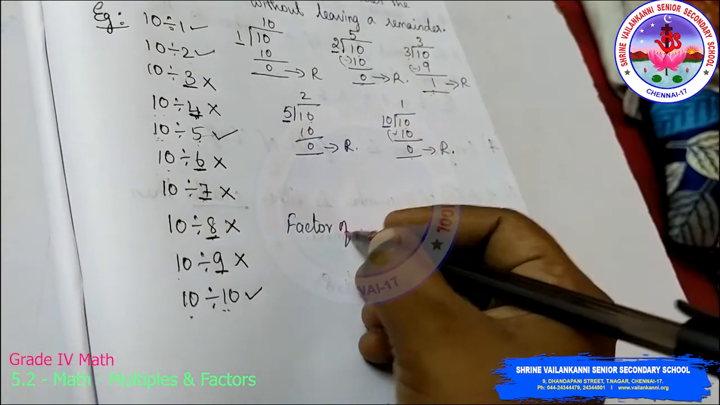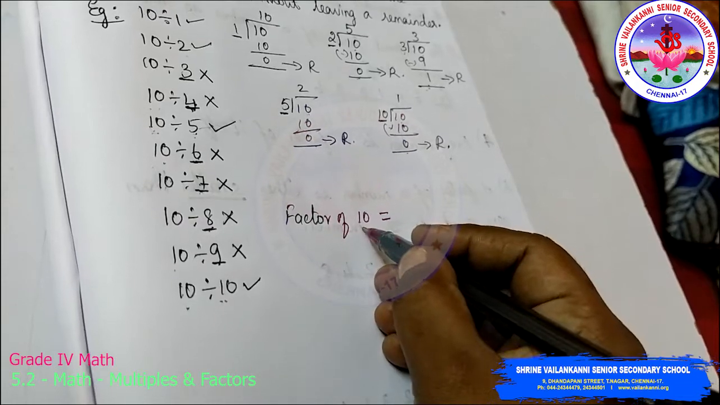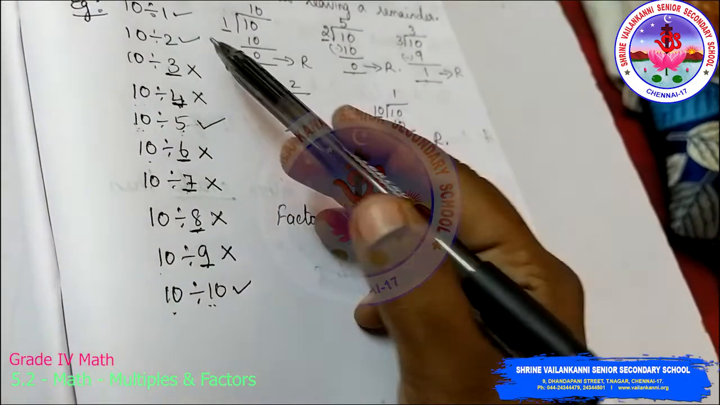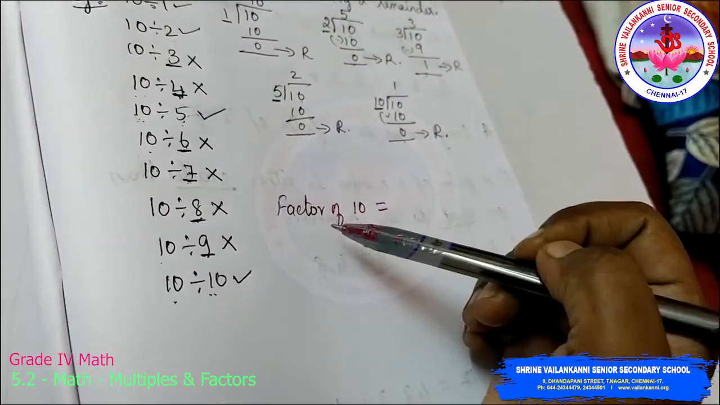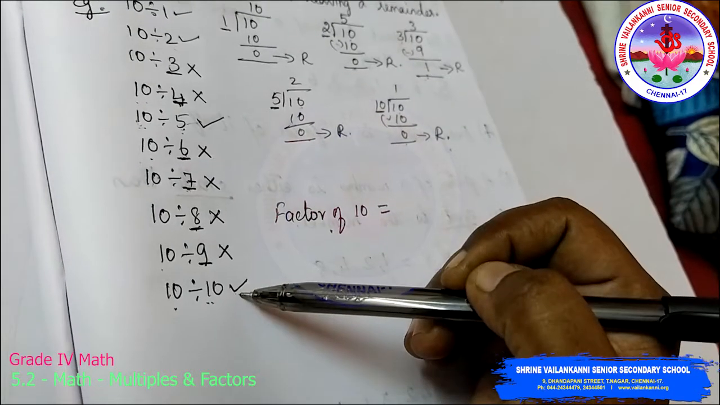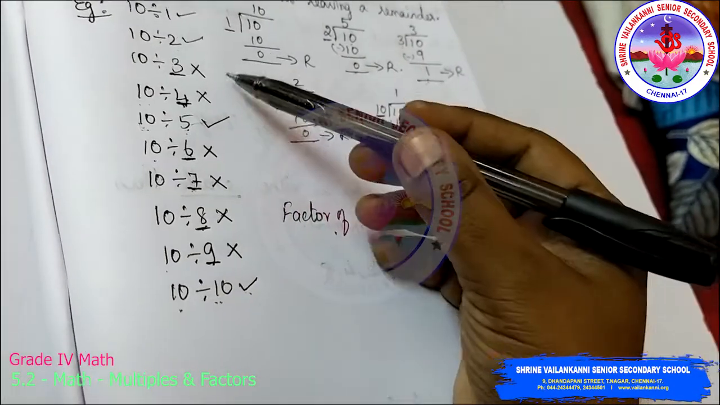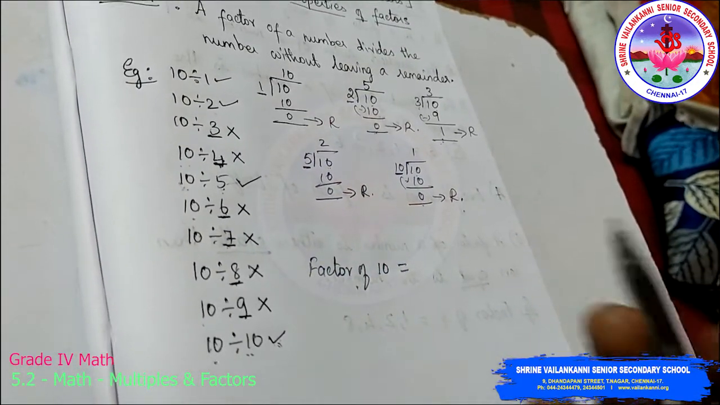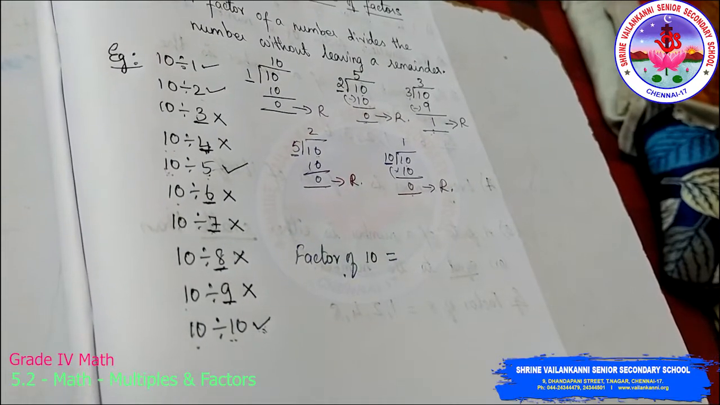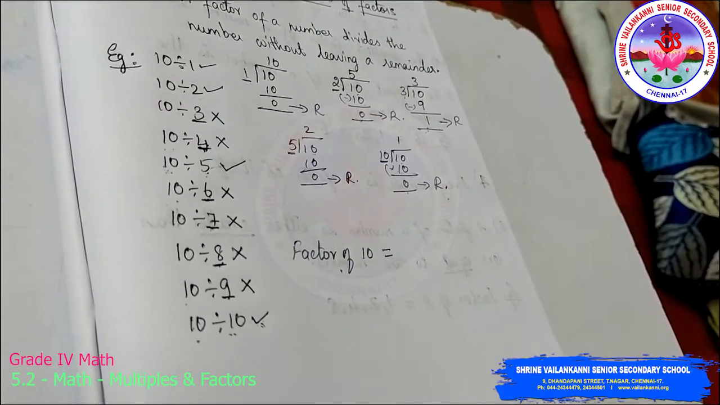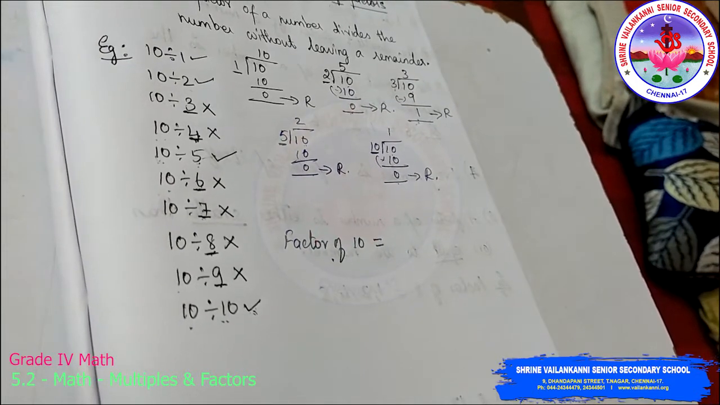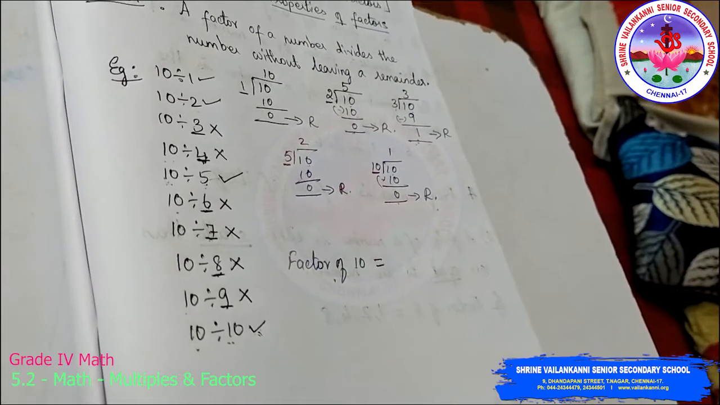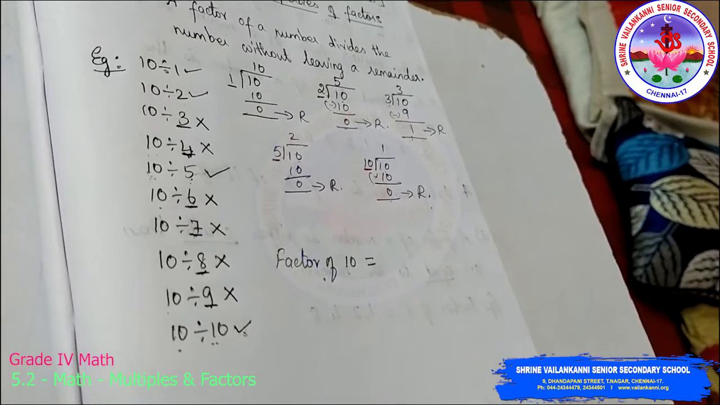See, I took the example of 10. So what are the numbers, the factors of 10 we found? Whichever numbers I have ticked, these are the factors of 10. So why have I ticked here? When I divide this 10 with these particular numbers, I am getting the remainder as 0. So when the remainder is becoming 0, that particular divisor will become a factor of that particular dividend.